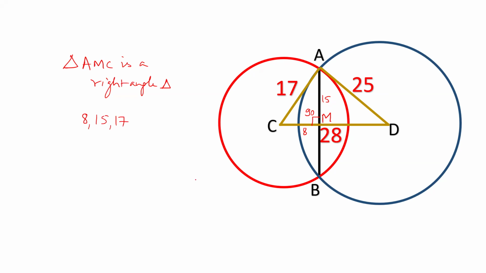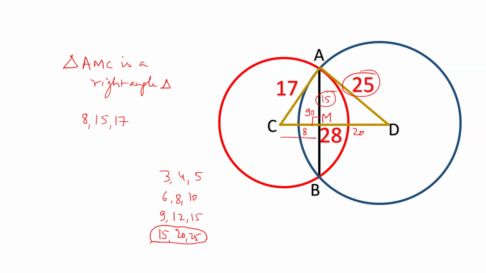This is 15 and 25. So we have the Pythagoras triplet 3, 4, 5, and any multiple of it. Let's say double of this, 6, 8, 10, is also a Pythagoras triplet. Or five times this: 15, 20, 25. Now here we can see that the hypotenuse is 25 and this perpendicular is 15. So we can apply this Pythagoras triplet, and this value will be 20. We can see clearly that this satisfies the condition: 8 plus 20 is 28.